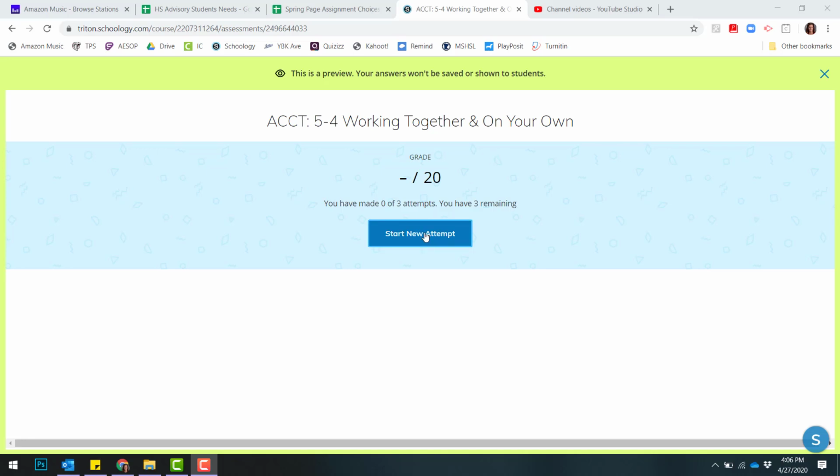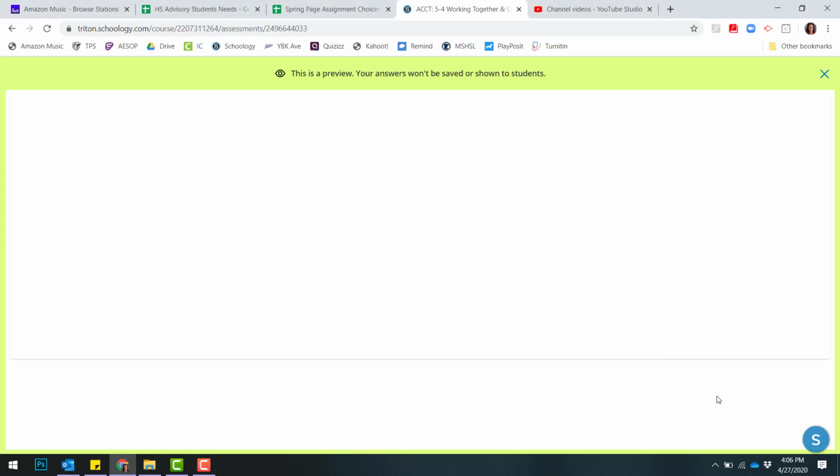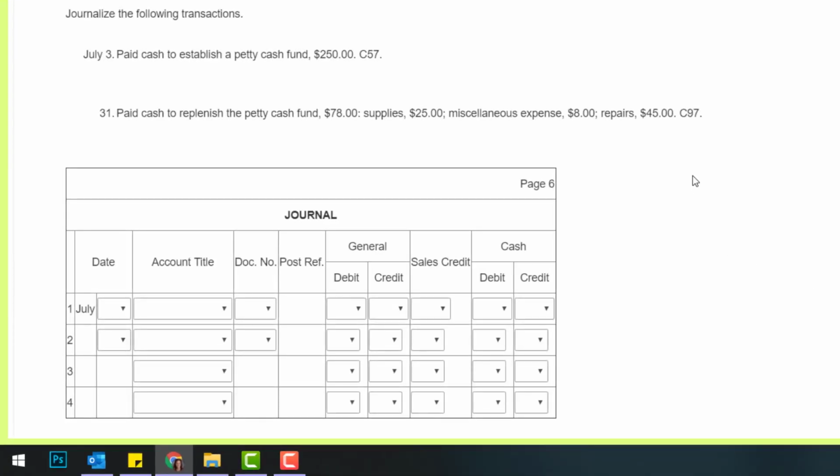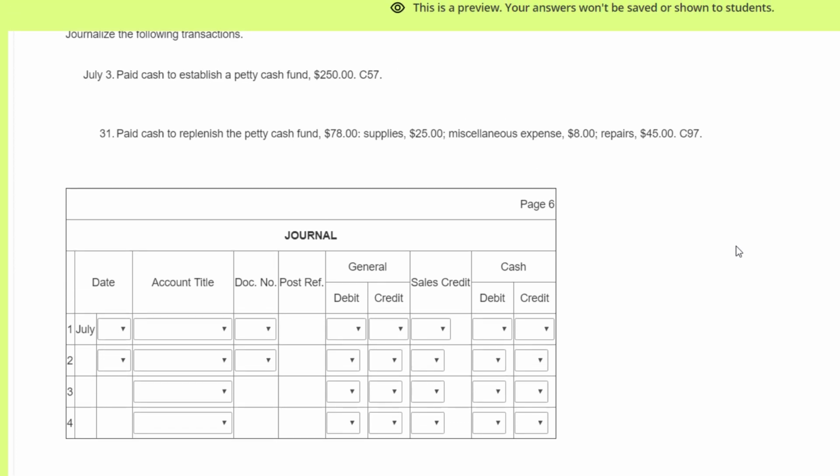So in this 5-4, working together and on your own, we are going to journalize transactions that deal with petty cash. So the first thing we're doing is journalizing when we've paid cash to establish the petty cash fund. So I'm going to drop in and start with my date.